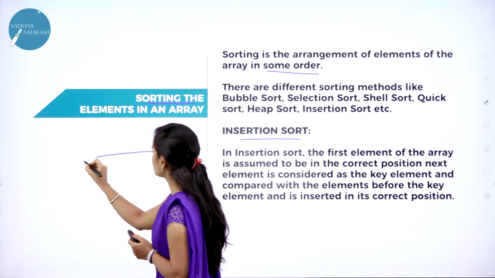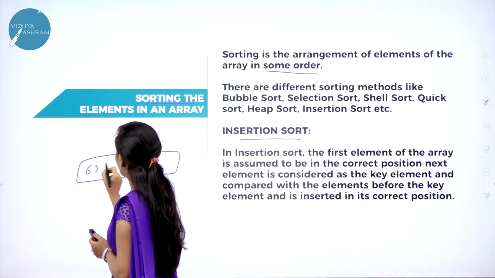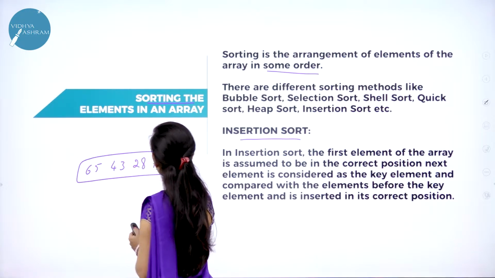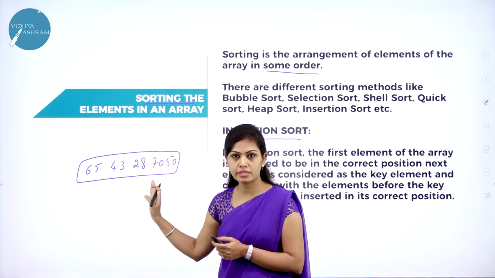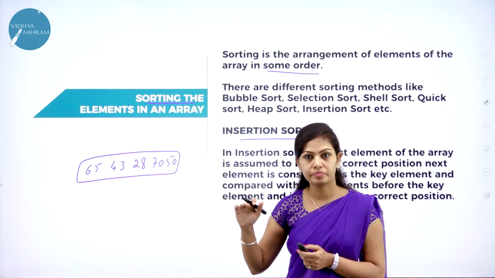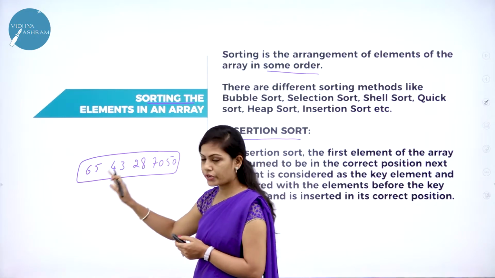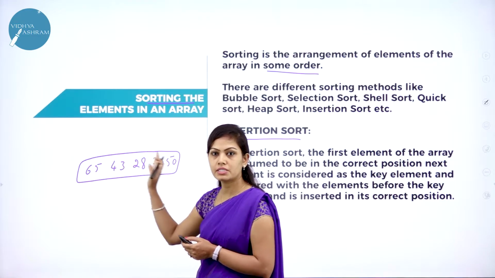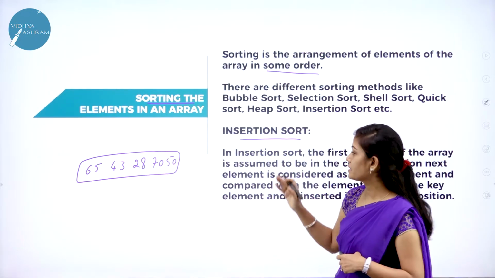Just take any list of elements, for example 65, 43, 28, 70 and 50. This list is unsorted. It is not in a sorted order, and we have to arrange it in a sorted order. In insertion sort, in each iteration, you compare the elements from one to another, then arrange them in a proper order. That is called insertion sort.